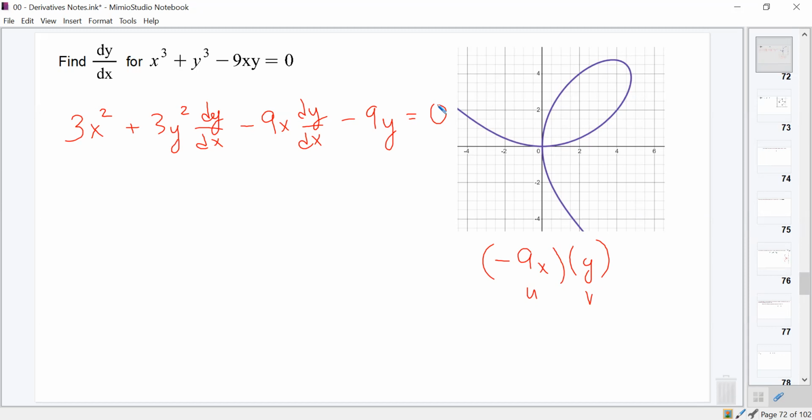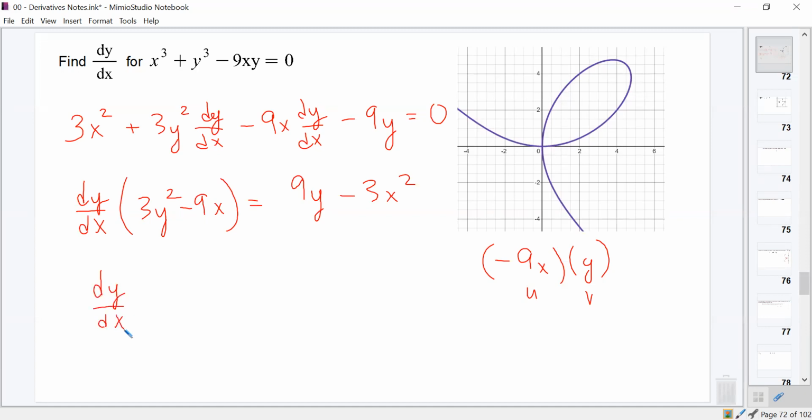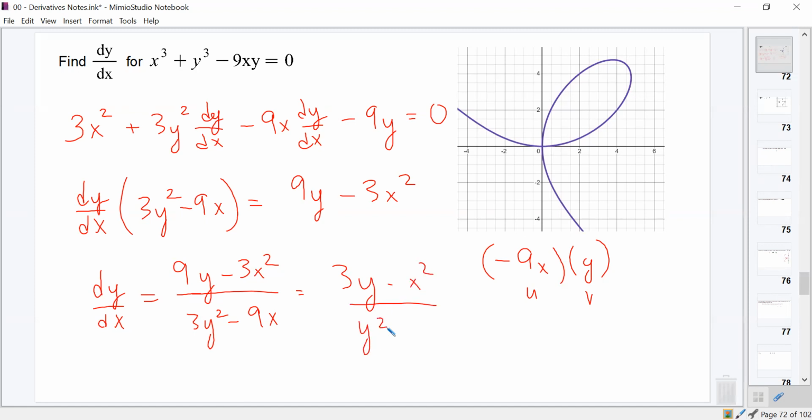We'll leave our 2 terms that have dy/dx on the left-hand side. And in fact, while we leave them there, we'll factor the dy/dx out of them, giving us 3y squared minus 9x times dy/dx. And we'll add the 9y over to the other side and subtract the 3x squared. And now we can just divide to get dy/dx is 9y minus 3x squared over 3y squared minus 9x. Or if you wish, you can divide everything by 3 to get 3y minus x squared over y squared minus 3x.